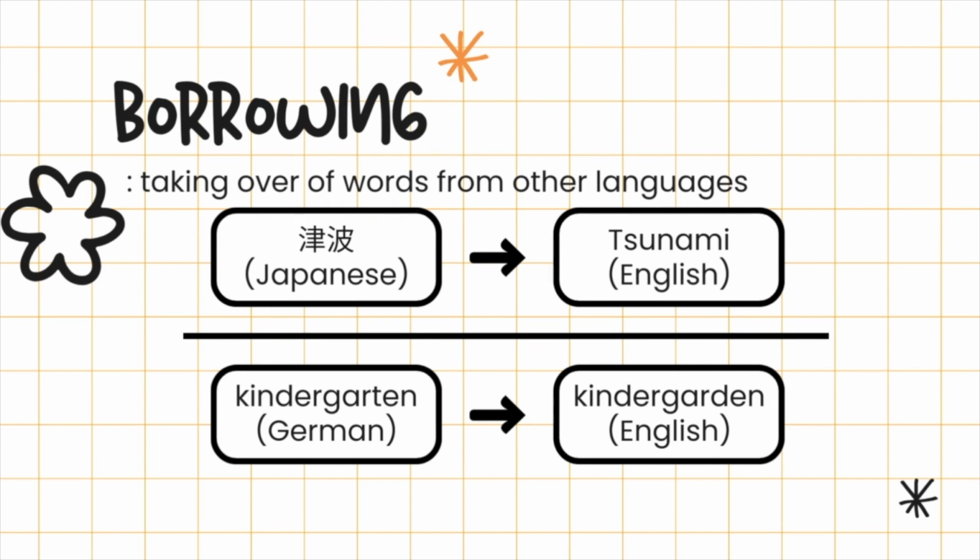The first method of creating neologisms is through borrowing. When a language takes words from another language, it is referred to as borrowing. An example is the word tsunami, which was borrowed from the Japanese language. Another method of borrowing is called loan translation, which means translating a word into English. For example, the German word kindergarten is loan translated to English as kindergarten.